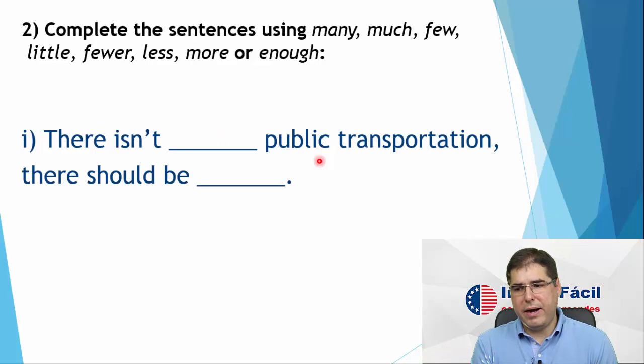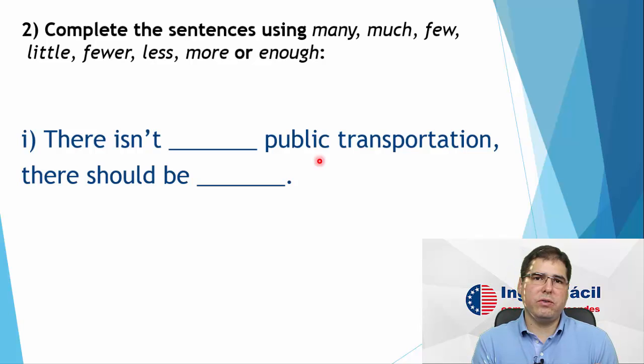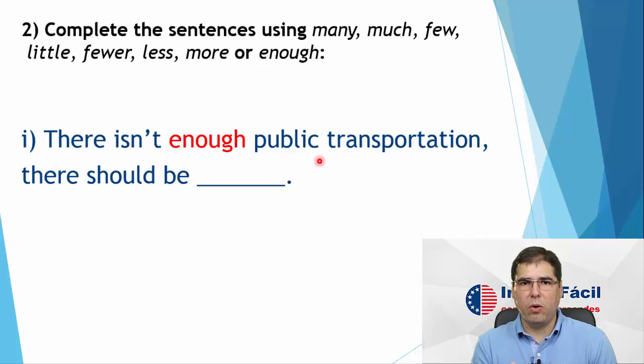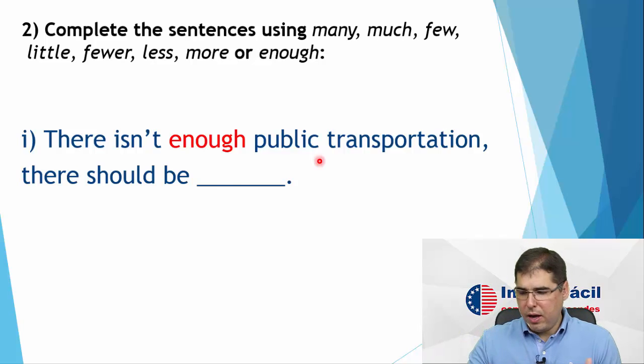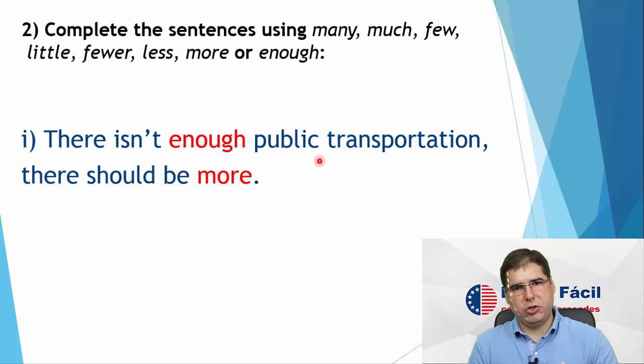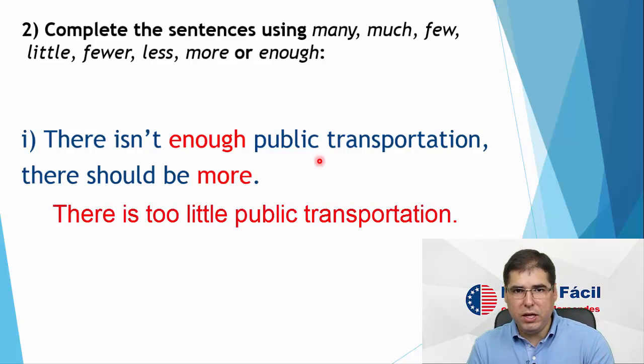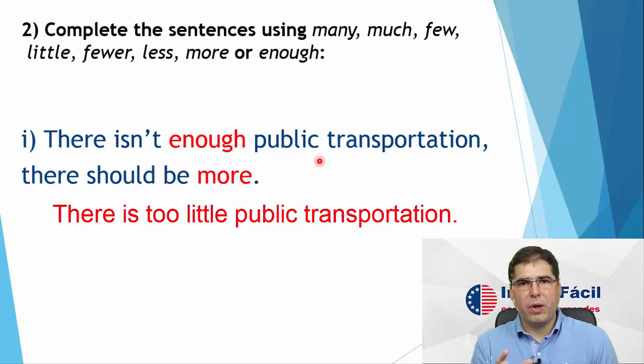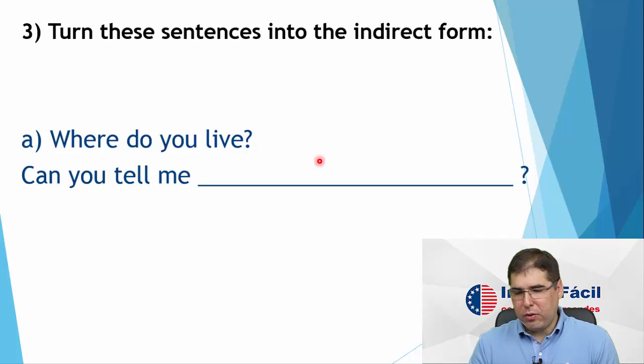Letter I. There isn't public transportation. So public transportation is also non-count, okay? Uncountable. So there isn't enough, remember, enough I can use both with count nouns and non-count nouns, okay? So there isn't enough public transportation, so it is a problem. There should be more public transportation, okay? There should be more. There isn't enough, there should be more, okay? You could also say there is too little public transportation. All these are adverbs we use with non-count nouns, okay? Now, number 3, turn these sentences into the indirect form.